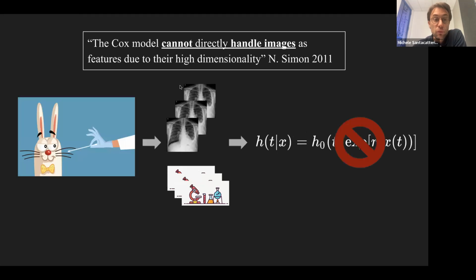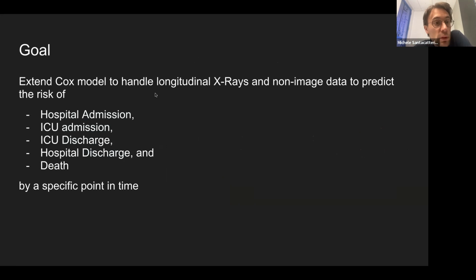However, unfortunately, in our example we have images, especially longitudinal images, and the traditional Cox model cannot handle images because they have high dimensionality. So unfortunately, we can't use that one. Our goal was to extend the Cox model to handle longitudinal X-rays and also non-image data to predict the risk of the events that I mentioned before by a specific point in time.